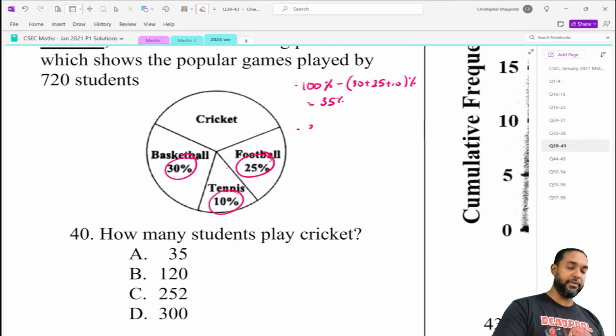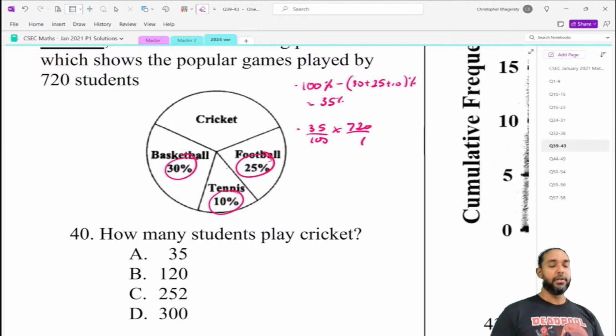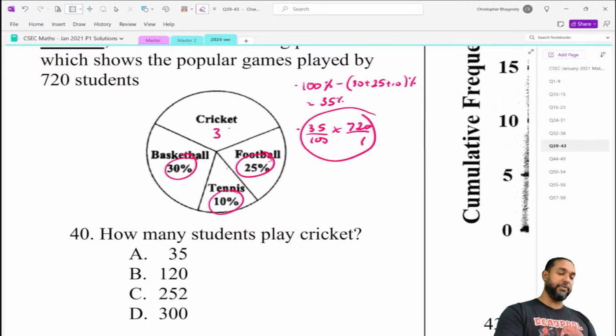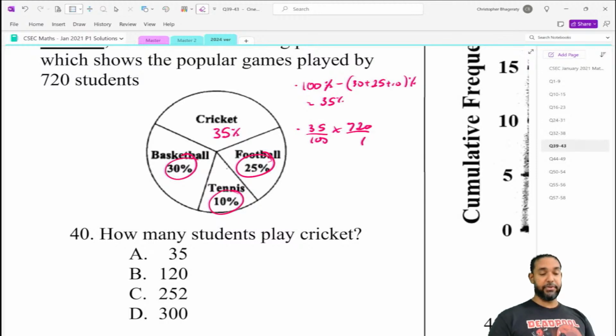Now we're going to find 35% of 720. 35 is pretty close to 33, as a third. One third of 720 is 240. And if it's 35%, it has to be just a little more than 240. What's the nearest number just over 240 in the answers there? The percentage for cricket is 35%, and it's 720 people in total. So you could find 35% of 720, or you could try to approximate.